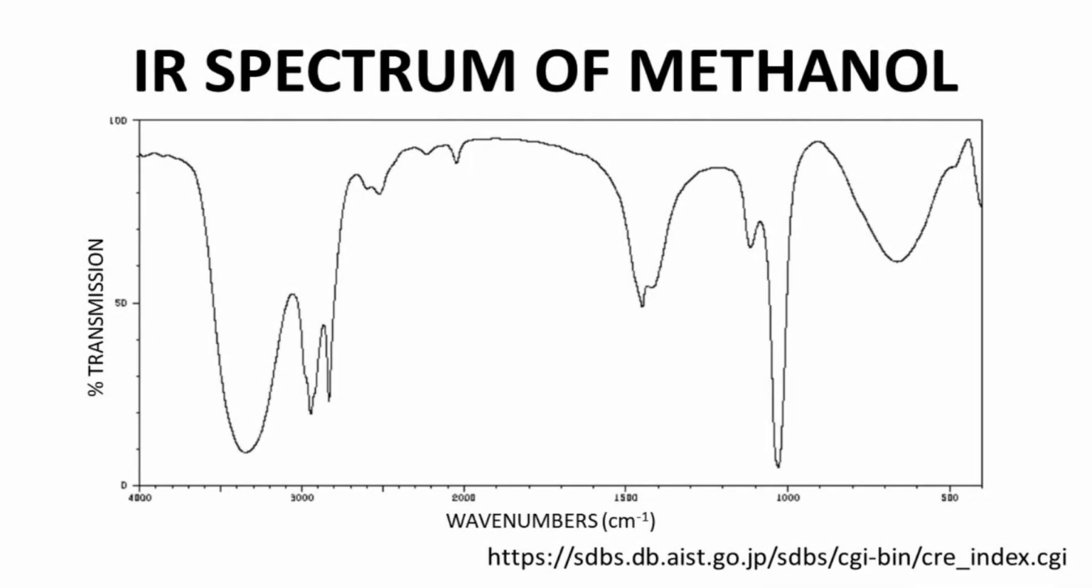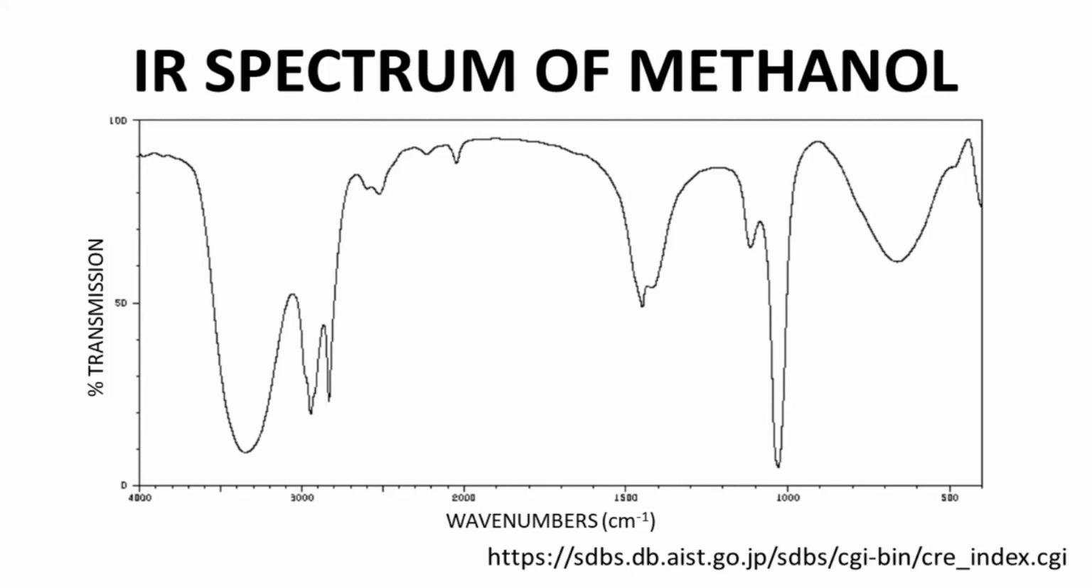Here is the IR spectrum for methanol. This spectrum was pulled from the spectral database of organic compounds. A link to the full database is in the bottom right. Okay, let's get our bearings on this spectrum. The x-axis is in wave numbers. Wave numbers are inverse centimeters. So this is the inverse of the wavelength of the photon in centimeters.